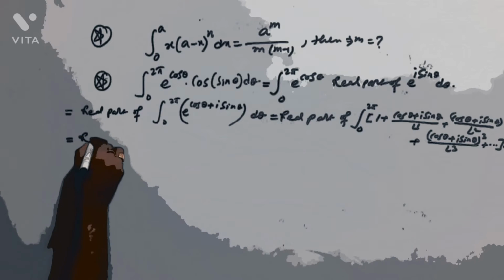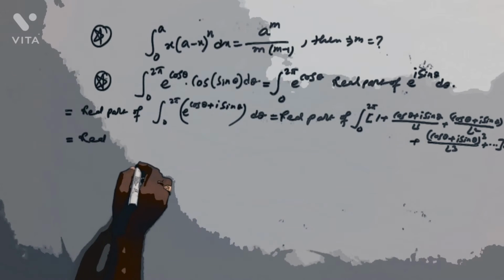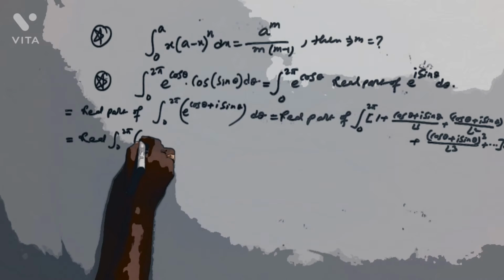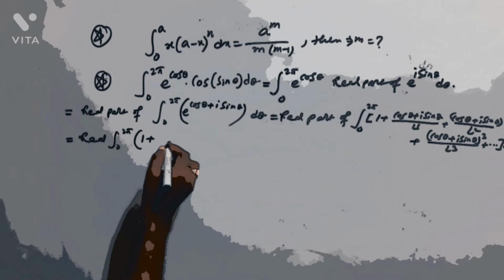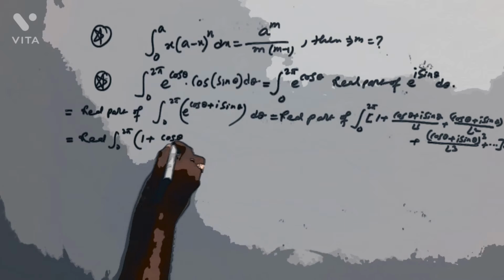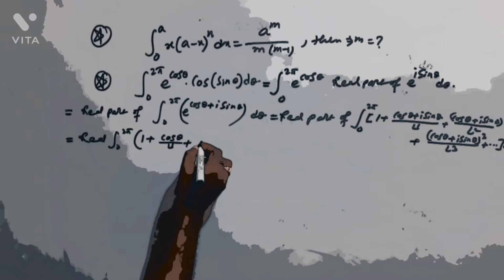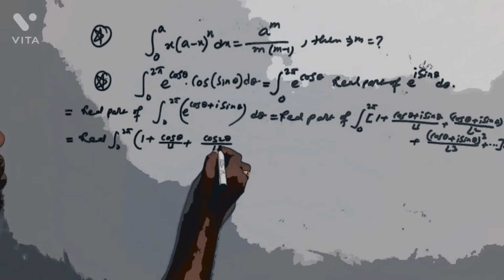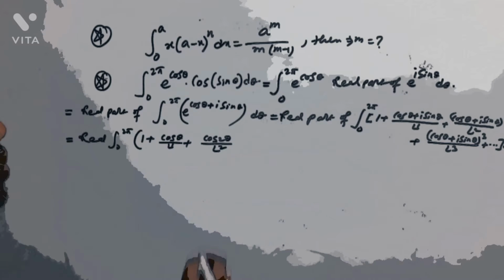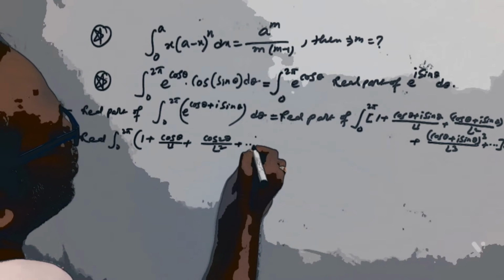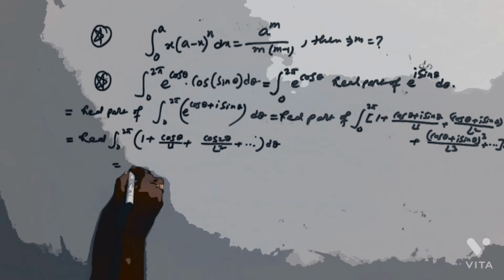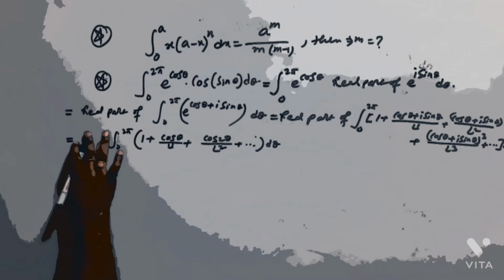Only the real part remains: the integral from 0 to 2π of 1 plus cos θ by factorial 1 plus cos 2θ by factorial 2, and so on, dθ.